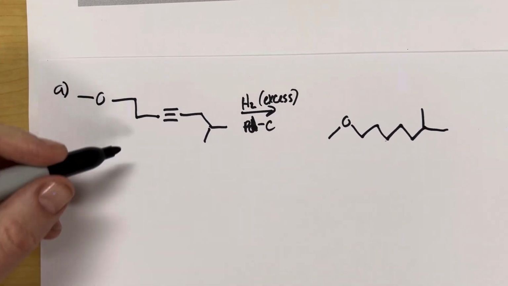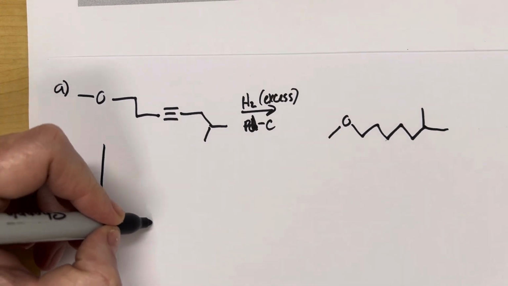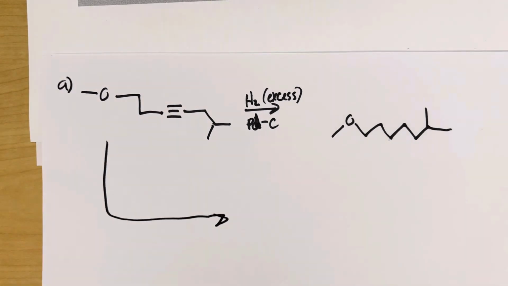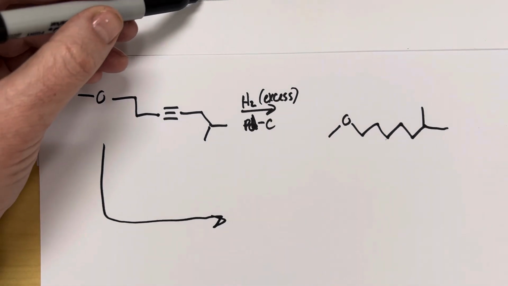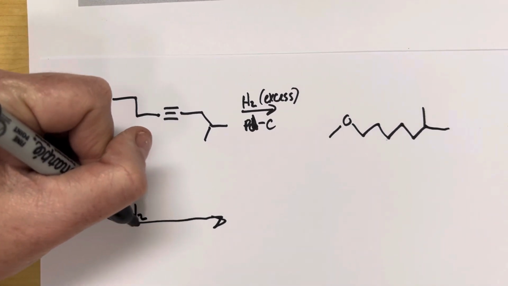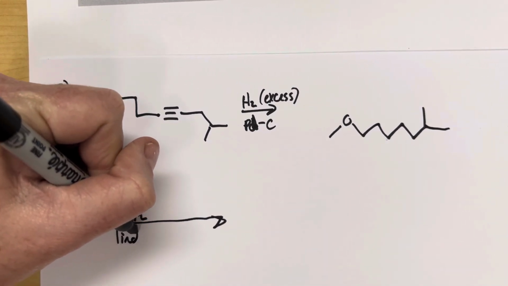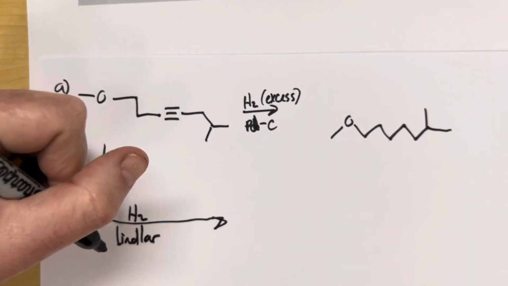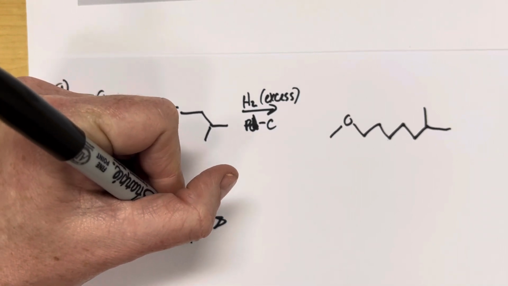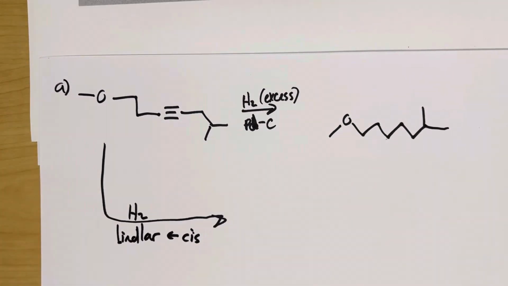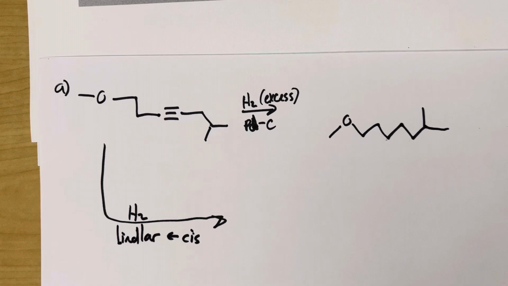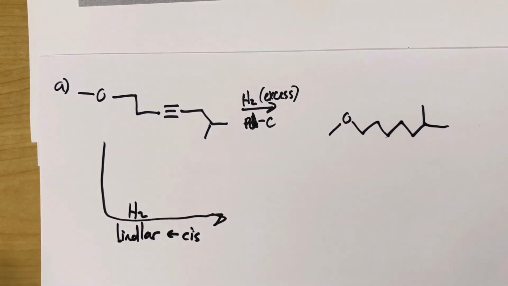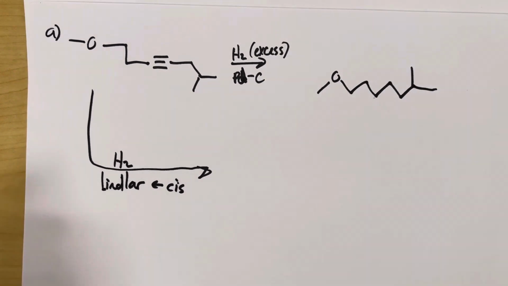And B, if we take the same thing, I don't think I want to draw it again. Do you guys? Probably not. And you take one equivalent of H2, and the Lindlar, Lindlar. So cis. However you're going to think about it. Maybe Lindlar would be a great name for your sister. However you're going to remember it. It will form a cis alkene.